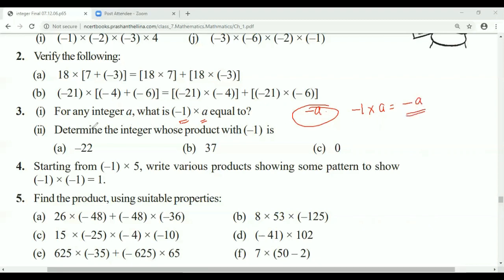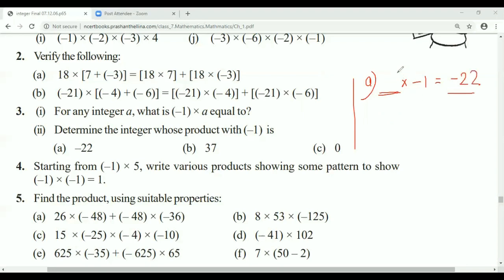Next, question number 2. Determine the integer whose product with negative 1 is negative 22. Here the meaning of the question is this. In the first part, we want to get the number whose product with negative 1 gives the answer given here. In the first case, the given answer is negative 22. Then what is the number you have to multiply here?